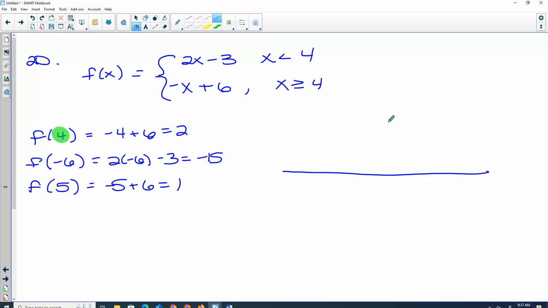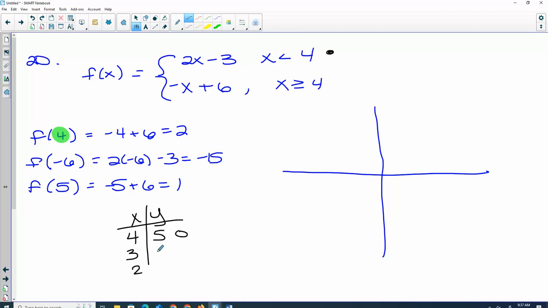Then we graph it with the t-chart. Remember, you have to put in the 4. The first piece, we want things less than that. Because the 4 didn't have an equal to, it's open. So you put that in, you get 5. 6 minus 3 is 3. 4 minus 3 is 1.